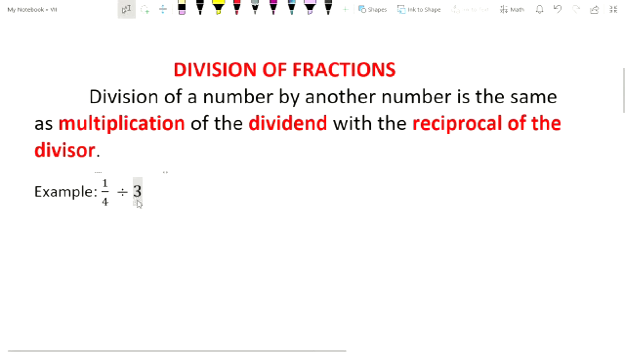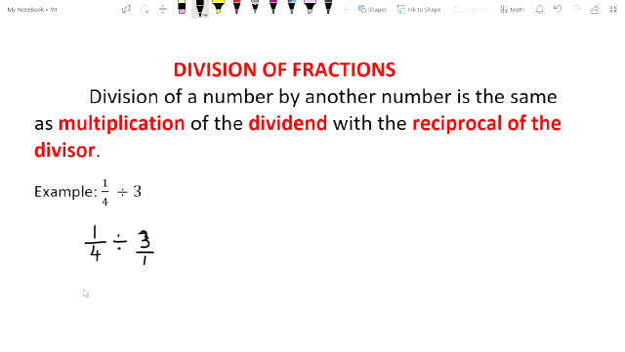Okay, so what is reciprocal, children? Reciprocal means interchanging the numerator and denominator places. Okay, see here, 1 by 4 divided by 3. 3 means 3 by 1. Usually for 3 by 1 we will write 3 only. So 3 means 3 by 1.